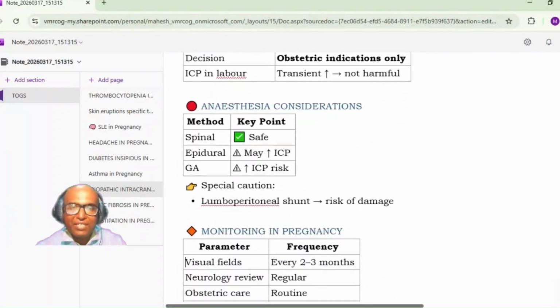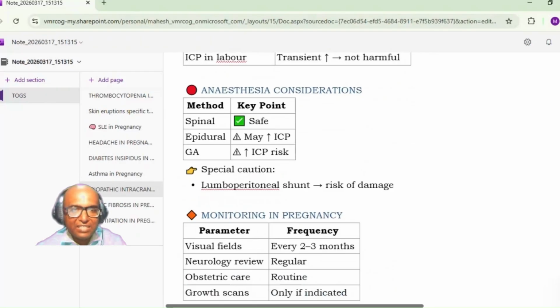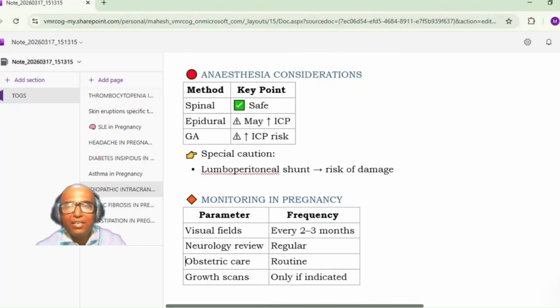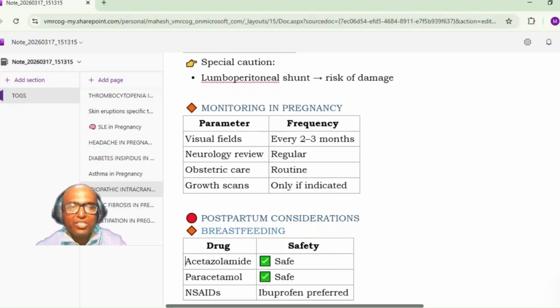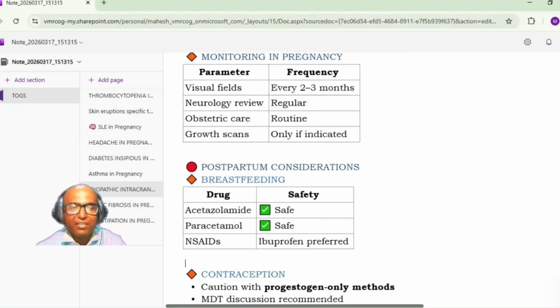As far as anesthesia is concerned, spinal is safe. Epidural may increase the intracranial pressure. General anesthesia will increase the risk of a rise in the ICP. So special caution: a lumboperitoneal shunt may lead to the risk of damage. Then what is the monitoring which is required? Visual field every 2 to 3 months. Neurology review should be regular. Obstetric care is routine. Growth scans only if indicated.